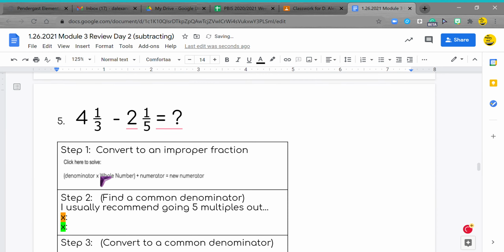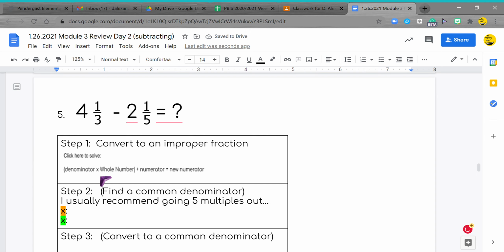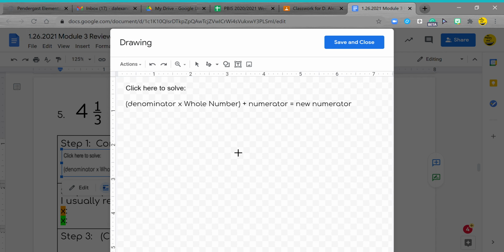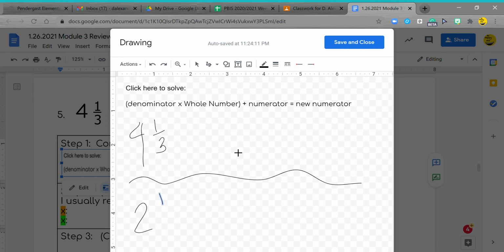We're doing mixed numbers, subtracting. First we got to do is convert. I have 4 1/3 minus 2 1/5. So here we go. 4 1/3, my squiggly line, and 2 1/5. Again, take the denominator, multiply the whole number at the numerator, add it, multiply, add 13. What does my 13 go over? Yes, 3.